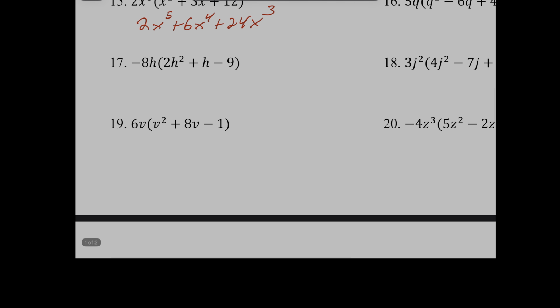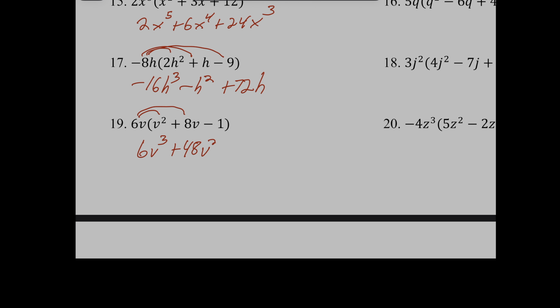Going on. We're going to go boom right here and get a negative 16h to the third power. Boom, negative h squared, and boom, plus 72h. And the last one on this column, 6v cubed, do the next one, plus 48v. We have 2 of them, so we have to square it.